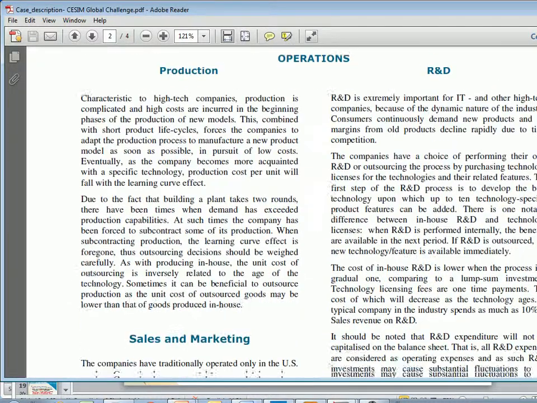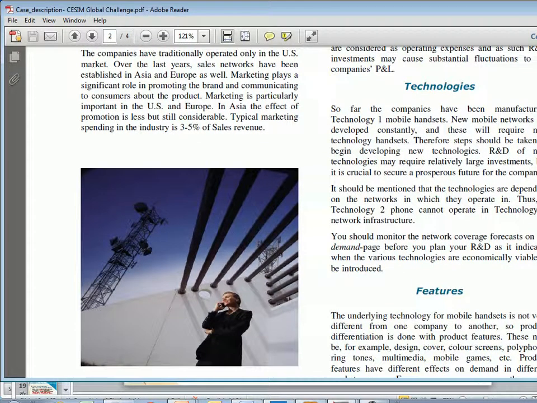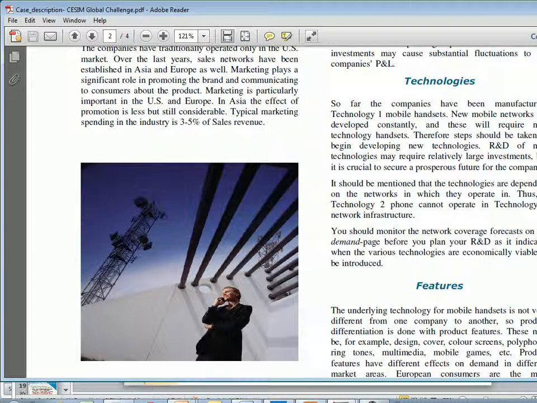Okay, so anyways, R&D. Now, technologies. It says so far the companies have been manufacturing Tech 1 mobile handsets. So instead of saying Technology 1, we call it Tech 1. Tech 1 is like G2, I think G2 or G1. So it's your basic technology that everybody uses.